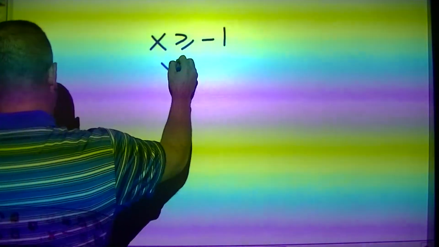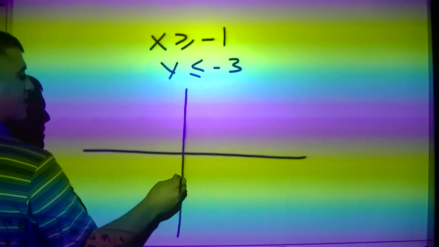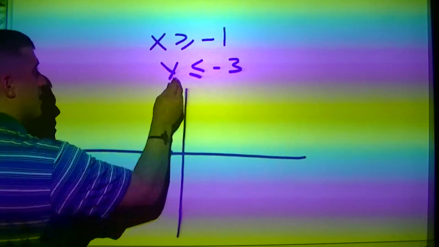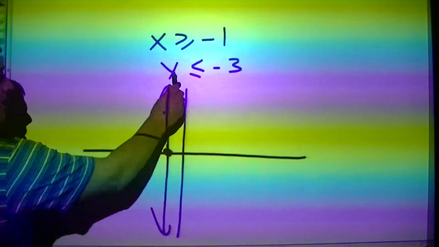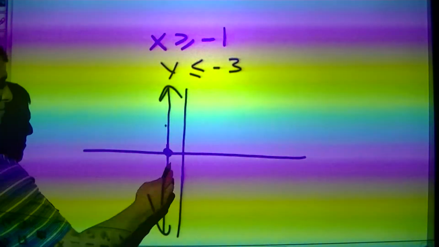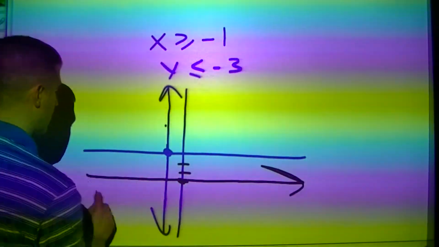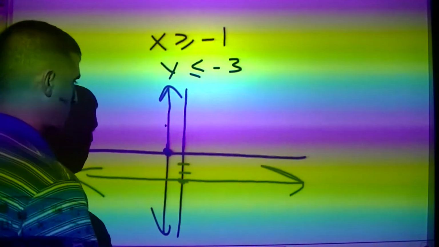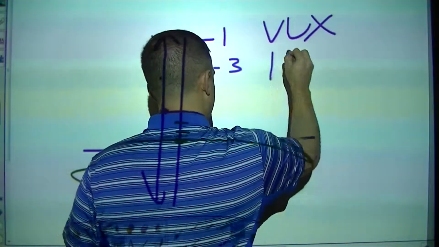If you have something that looks like this, let's say I've got x is greater than or equal to negative 1, y is less than or equal to negative 3. This is pretty simple. Since that's x is negative 1, that's going to be like this. It's going to be a solid line. This one's going to be y is less than or equal to negative 3, so that's this way. Now, no need to find the intersection point, because that's pretty simple. That's a box-type problem.